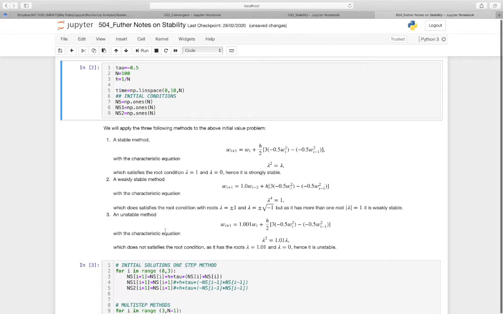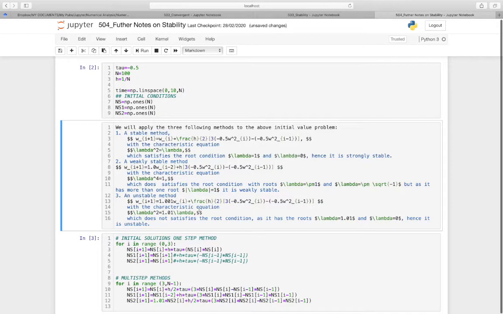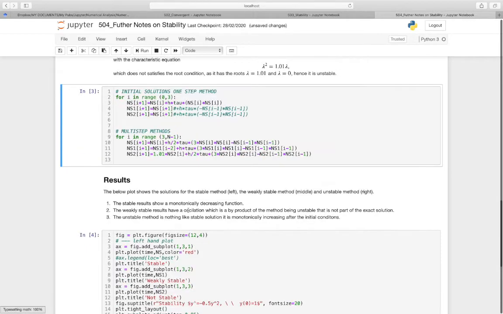And lastly, the unstable method. I'm using the exact same method as up here, except I'm adding 1.001 to the top. It's an arbitrary number, so our characteristic equation of lambda squared is equal to 1.01 lambda. So it's a very, very small change.